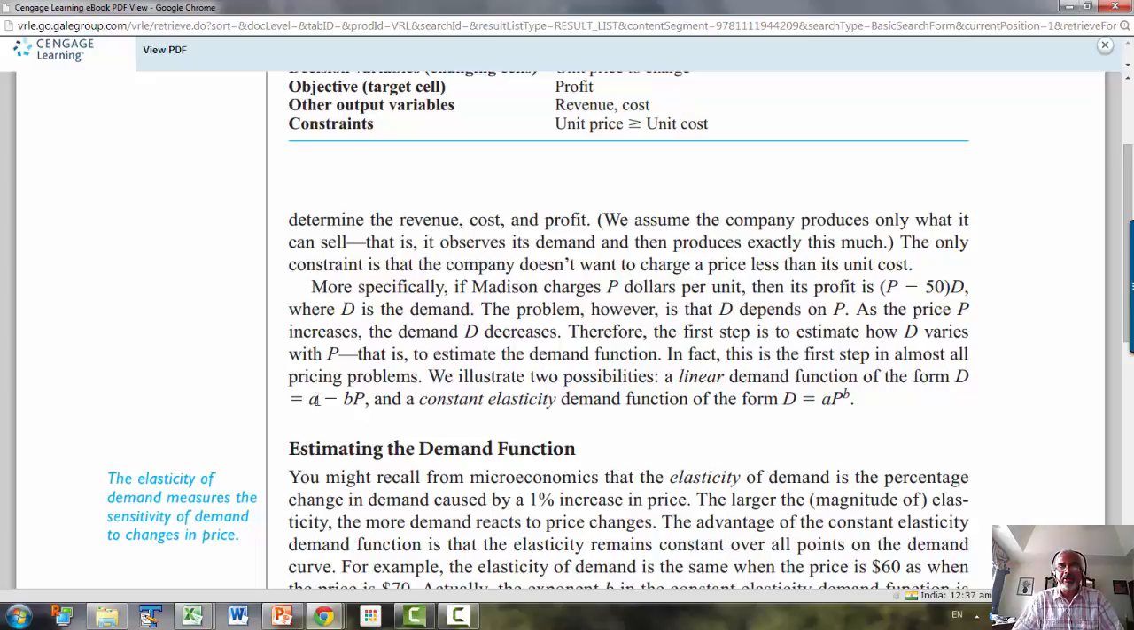To determine the values of A and B, we need at least 2 points. One price and the demand at that price, from past data, and then one more point with price and demand. If you have more points, then you'll be able to fit a more accurate line through the points. But at least 2 points are needed. Now let's go to the Excel file and complete the problem.